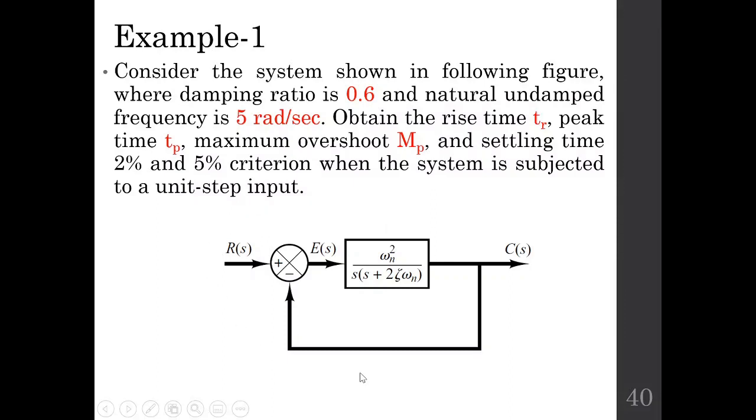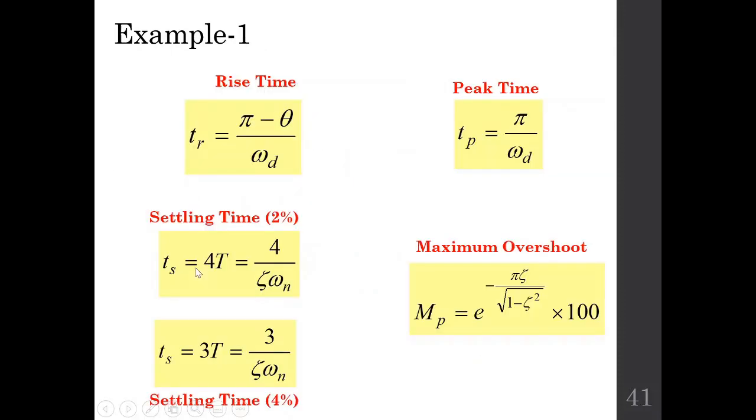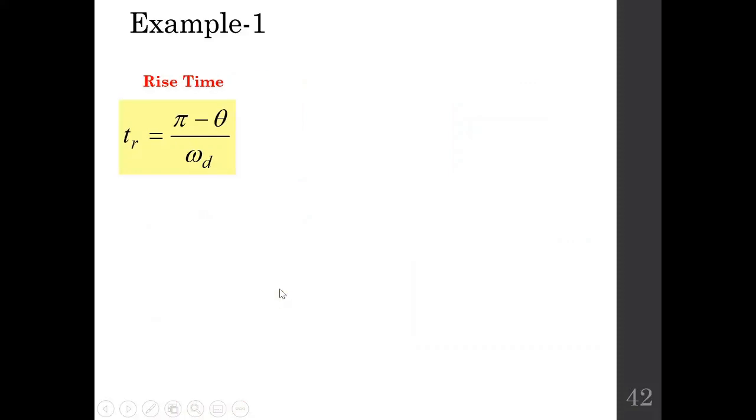So this is the generic block diagram of a second order system. Let us first write down the formulas for rise time, peak time, 2% settling time, 5% settling time, and maximum overshoot. Okay. So we know the values of zeta and omega n. So first of all, let us find out the rise time, which is equal to pi minus theta divided by omega d.